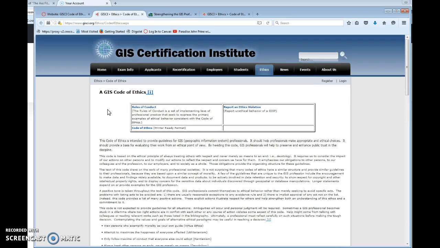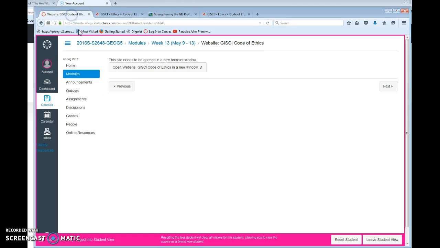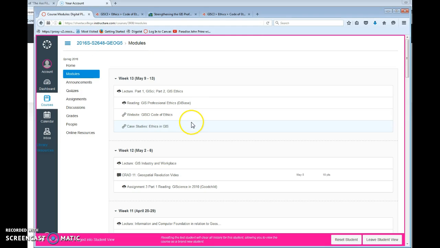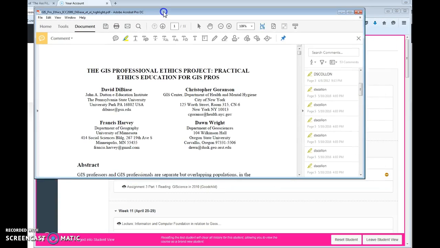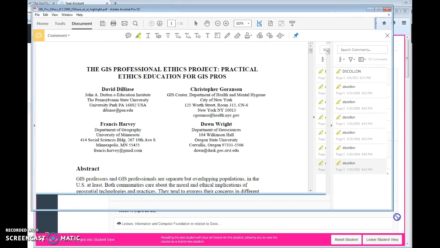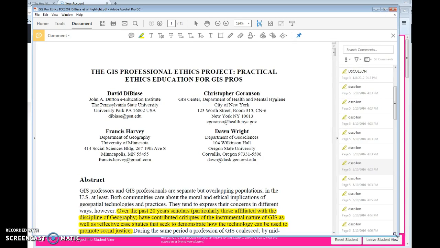And the lecture and the example that I'll be going through will elaborate on what exactly is involved with this code of ethics and how it's used. There's also some case studies. We're going to be looking particularly at one case study, again, using this article from David DiBiase. So I have highlighted a number of elements of this article that I'm going to be speaking to.